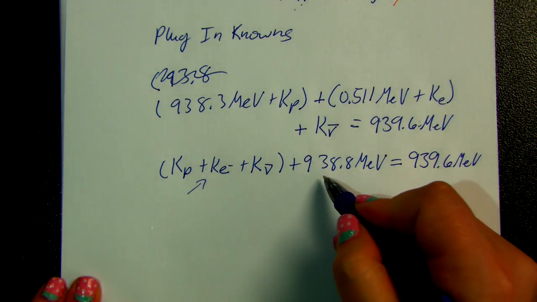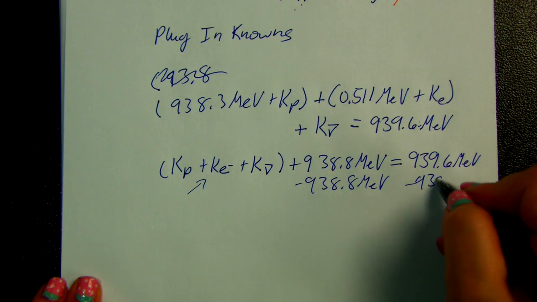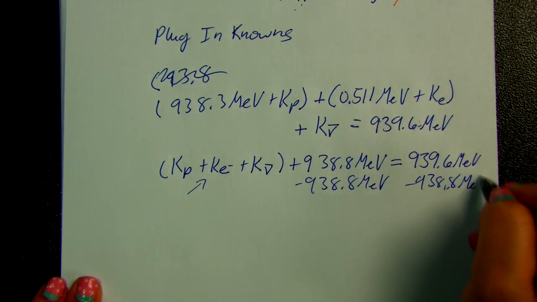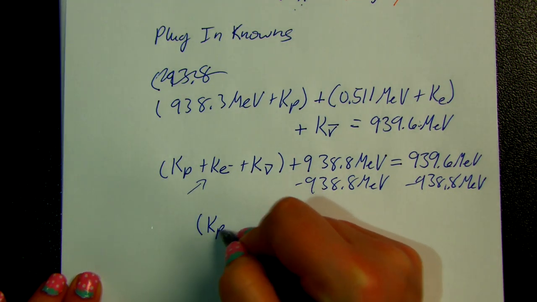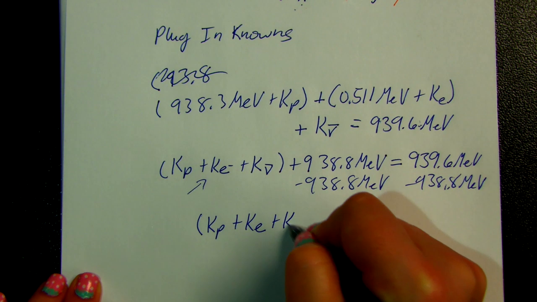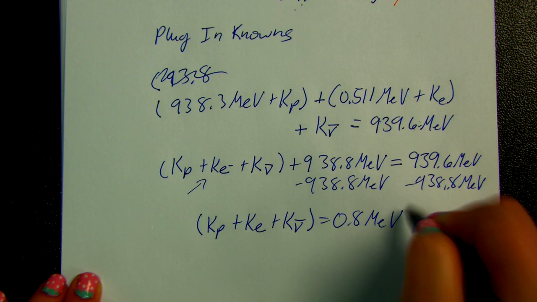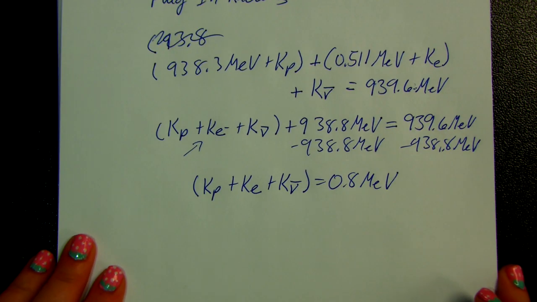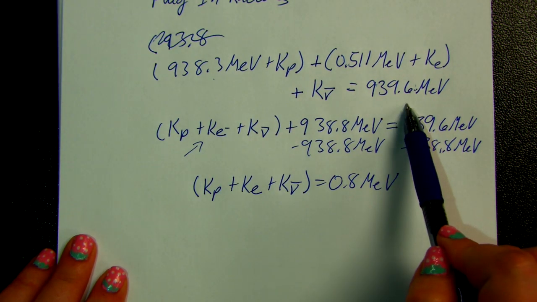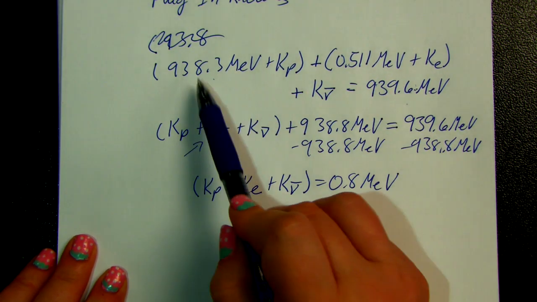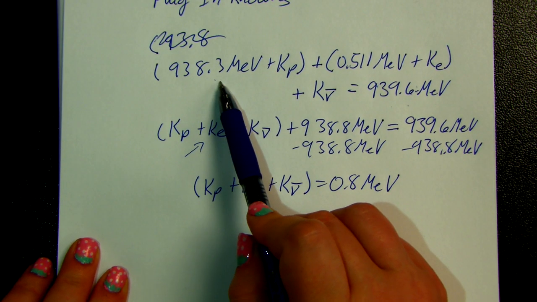So then we can just subtract from both sides. And we get that the sum of the kinetic energies of the decay products is equal to 0.8 MeV. All right, and we've also learned something interesting. So a proton cannot decay into a neutron because that would be a violation of the energy principle. A neutron has far more energy than is available to the proton.